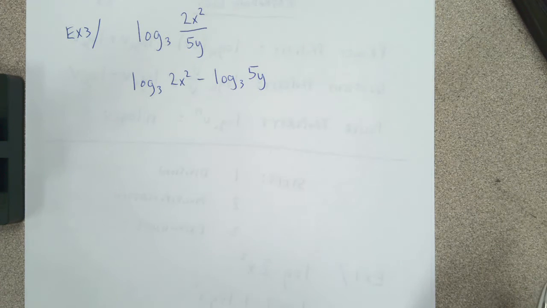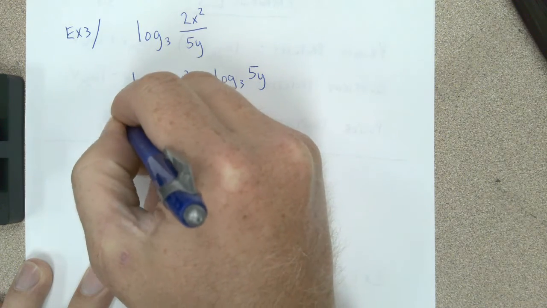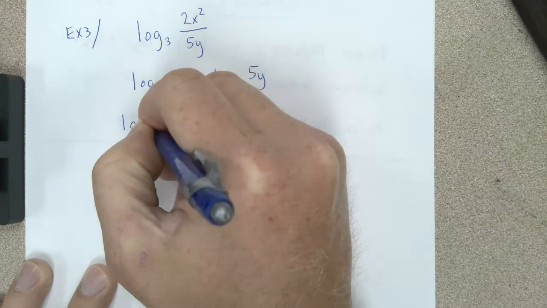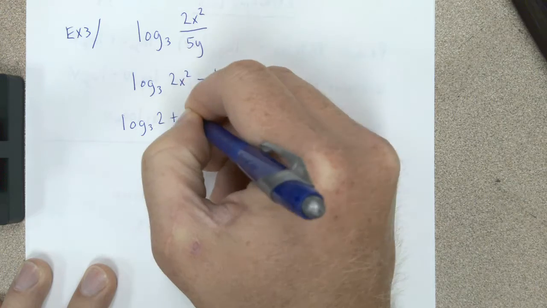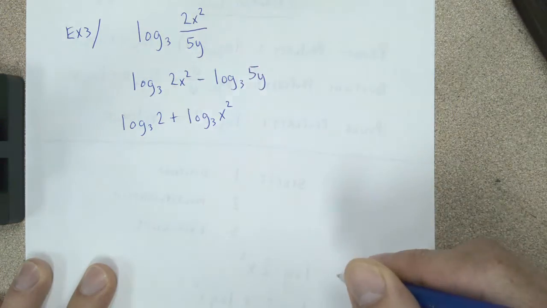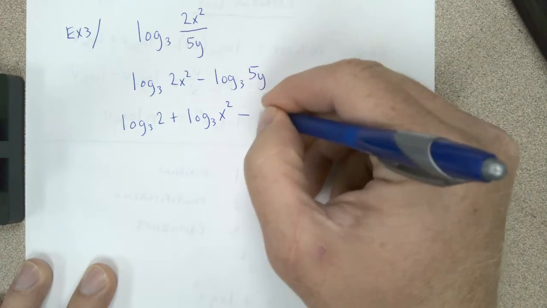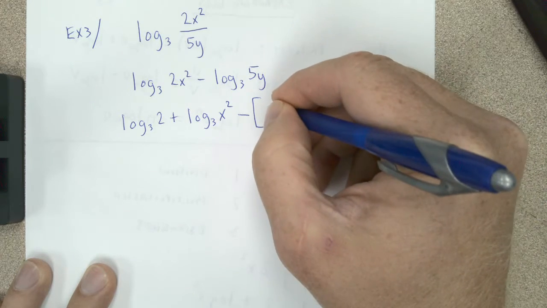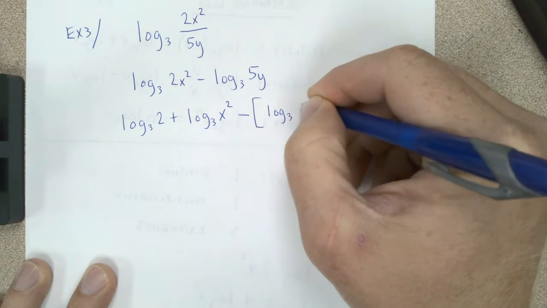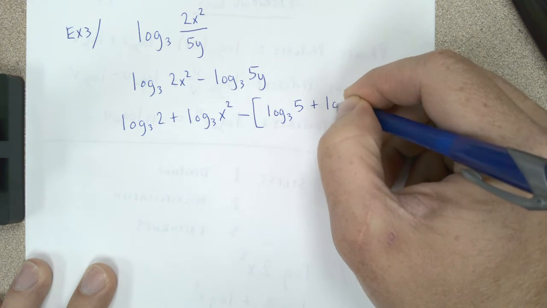From here then, we're going to go ahead and we're going to do the product property, which gives us the log base 3 of 2 plus the log base 3 of x squared. And then we still have the minus sign there. That minus is minusing all this, so I have to put in parentheses this log base 3 of 5 plus the log base 3 of y.